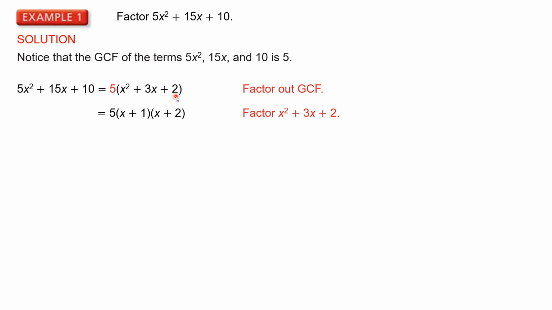If the product is positive 2, then I want two numbers that multiply to give me 2, and we'll add. If this is positive, I'm going to look to add to get 3. So obviously 2 plus 1 is 3. And if this last sign is positive, that means both of these are the same sign, and they are the sign of the middle term. So this is our factored form.